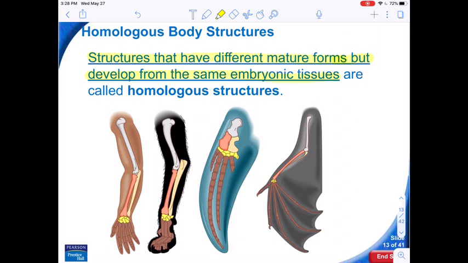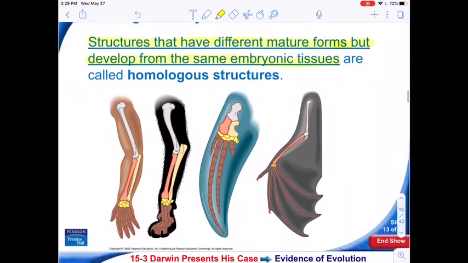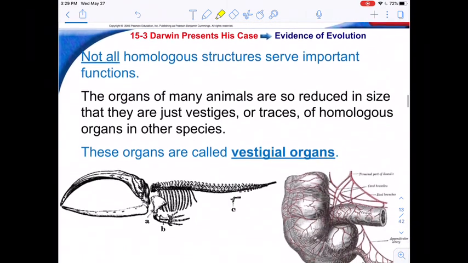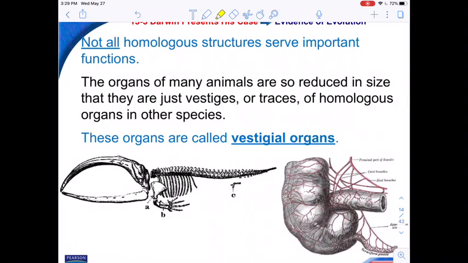If they still have similar body tissues that develop into different functions, that still points to them having a close relative somehow. So, not all homologous structures serve an important function. The answer is no, they do not all serve an important function.